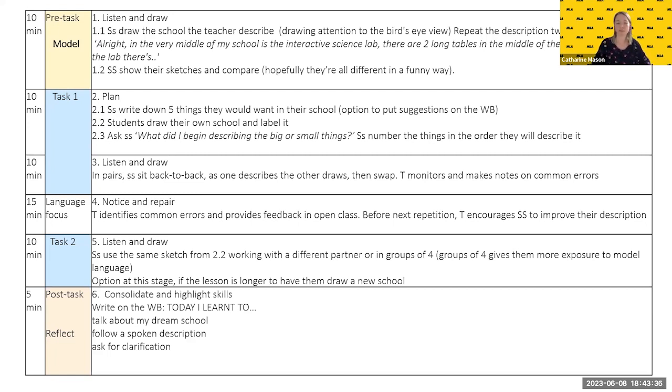And here the importance of this is them realizing what they're working on, how they're learning, and what they have learned. And so with these lower levels, we often give them some examples. So we might write on the whiteboard, today I learned, and then ask them what they've learned, to talk about my dream school, perhaps, to follow a spoken description. So maybe they're working on their listening skills, or even asking for clarification from peers. But with these lower levels, we often give them some ideas about those things, but it's really part of that metacognitive awareness.